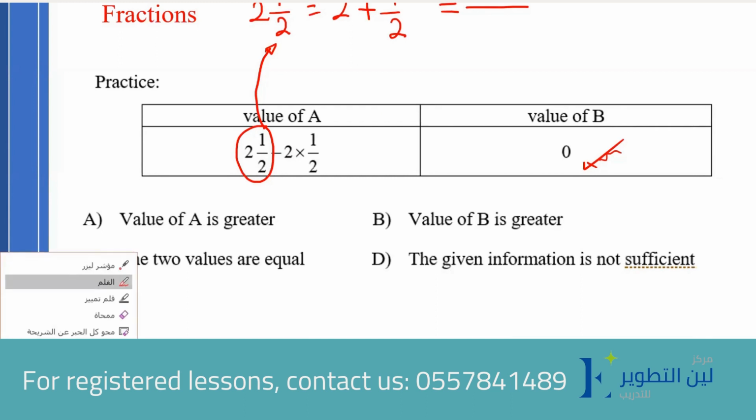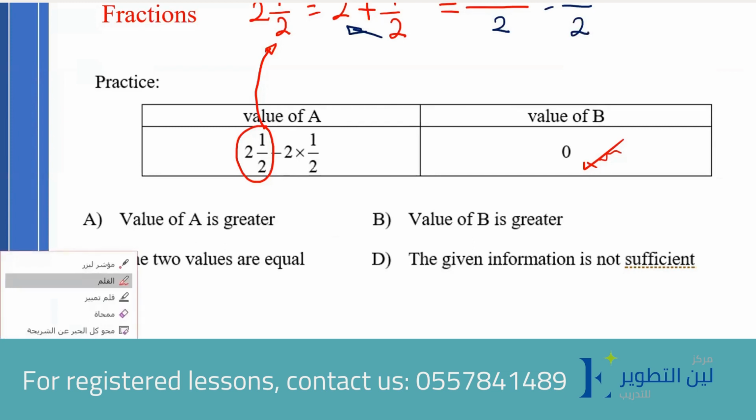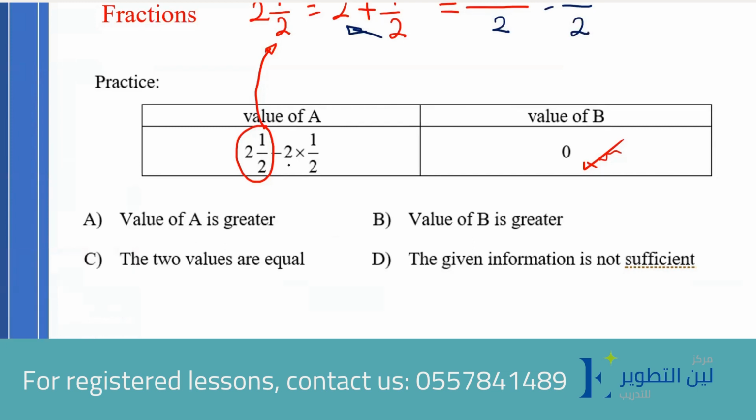Let me use a different color here. I am going to make it a fraction. I just have 2 here. Multiply these 2 together: 2 times 2 plus 1. So this is just 5/2. And the second one is an integer times a fraction: 2 times 1/2. Let me do it down here. So this is 2 times 1/2, and I know that there is 1 here.